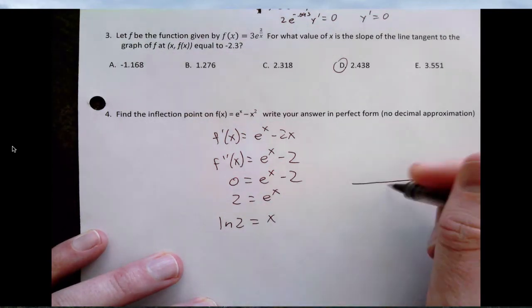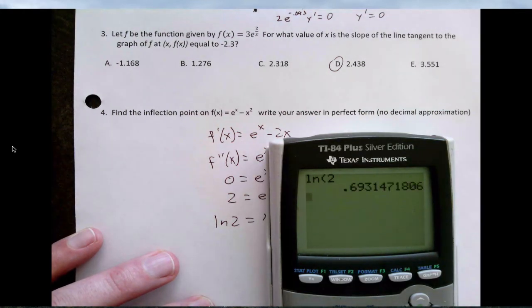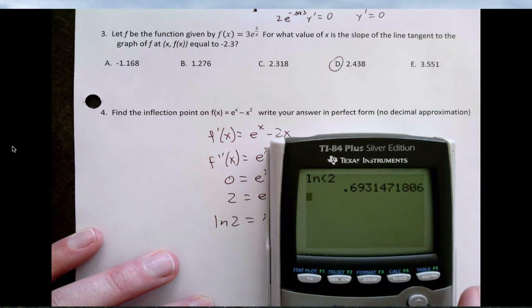Let's do a number line analysis. Natural log of 2 is 0.7, so I'm going to compare that to 0.5 and 1.